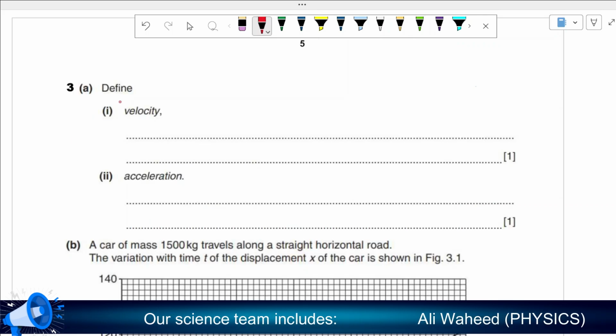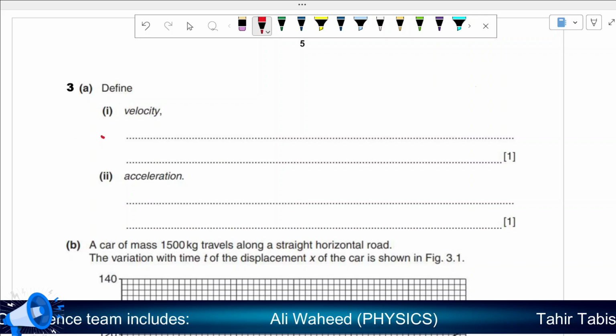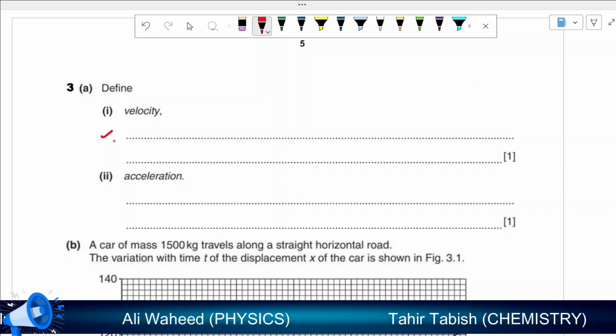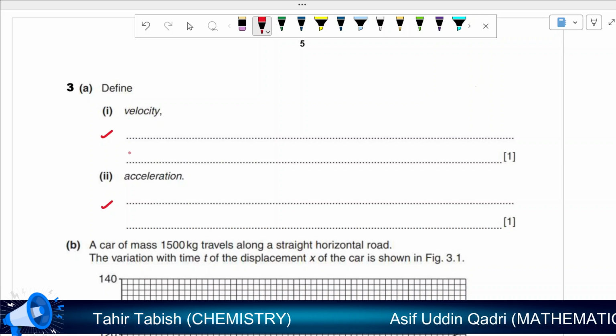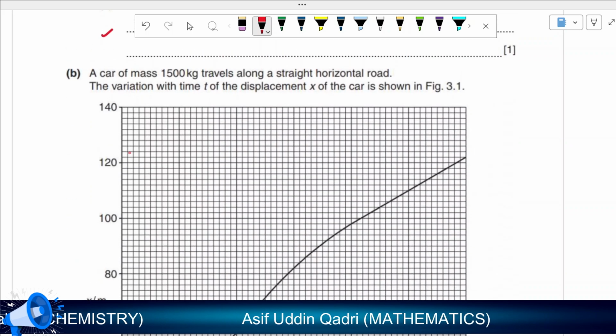So the first part is easy. It's all about the definition. Velocity is defined as the rate of change of displacement. Acceleration is defined as the rate of change of velocity. I'll just skip this one.